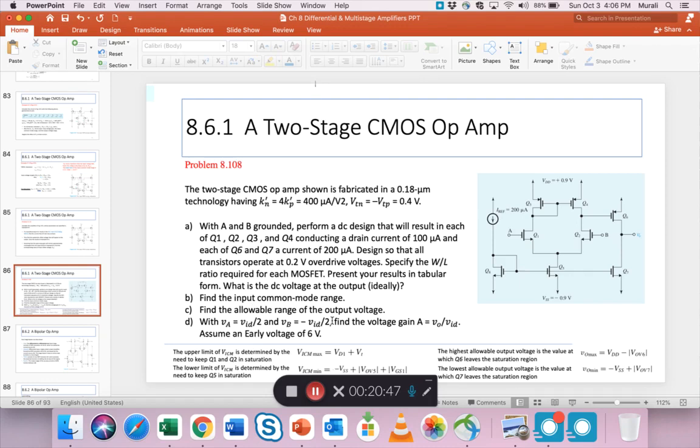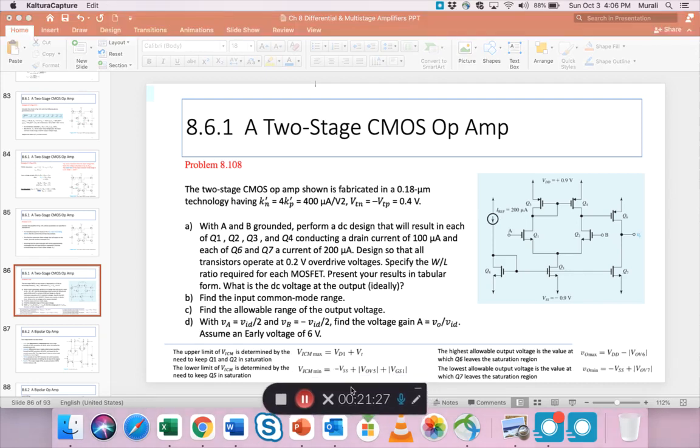Then find the allowable range of the output voltage, so the range of the input and the range on the output, which is determined by the saturation requirements. Lastly, if you apply some kind of input voltage at A and B, which is exactly half of a differential voltage called VID, then find the voltage gain A. So we don't need to know what exactly VID is, but just find the voltage gain VO by VID. Okay, so those are the questions.